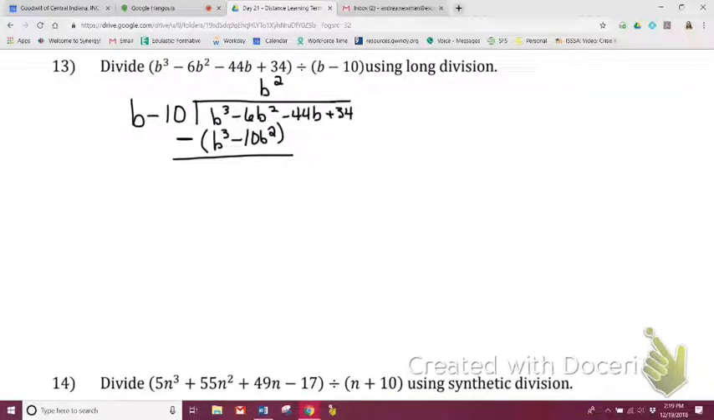Remember, Melissa suggests that you follow that keep, change. Keep the first line the same, change the subtraction to addition, and then all the signs in your parentheses change. Then you add straight down. B to the third minus b to the third cancels. Then you have negative 6b squared plus 10b squared, which gives you 4b squared. Bring down your next term.